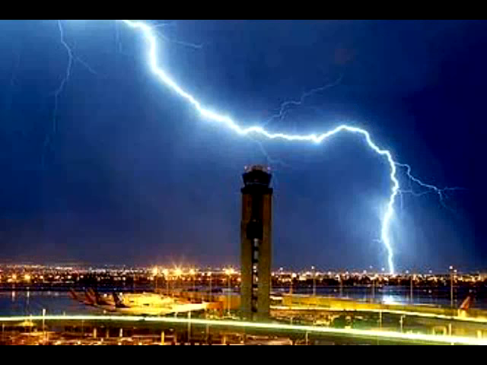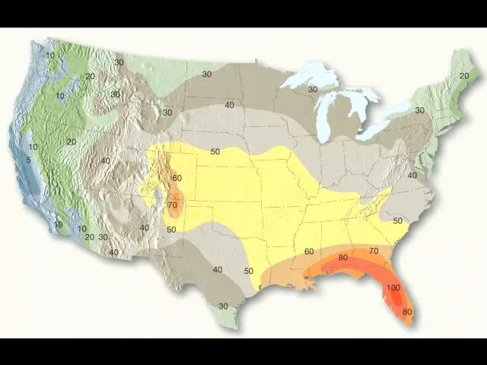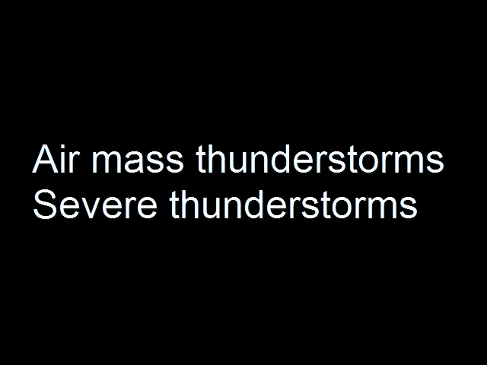Thunderstorms occur in regions where maritime tropical air masses are lifted, for example by mountains, fronts, convergence, or convection. The highest frequency of thunderstorms in the United States is in Florida, where moist air is constantly advected by the sea breeze. We differentiate between air mass thunderstorms and severe thunderstorms.